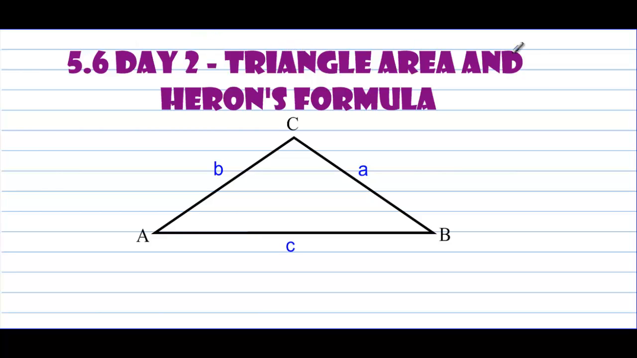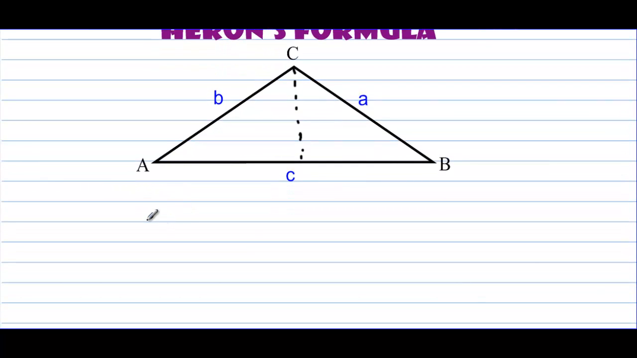5-6 day 2, triangle area and Heron's formula. Here we have a standard triangle that's labeled with the appropriate letters, and the angle and the sides that are labeled A are across from each other, and likewise with the other letters. Let's draw a height. And we are interested in finding the area.